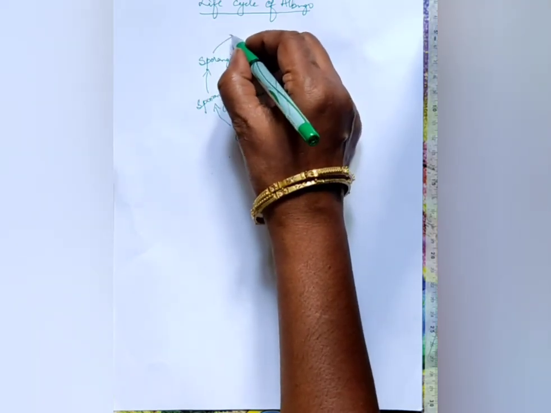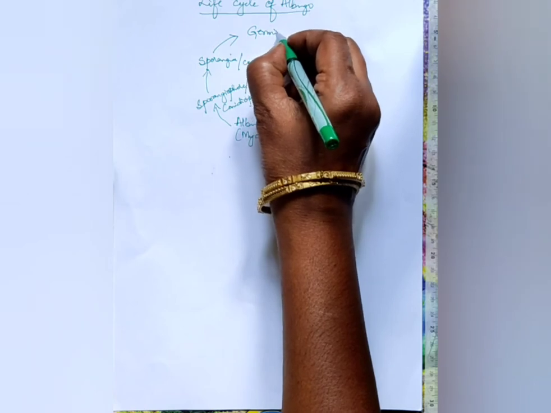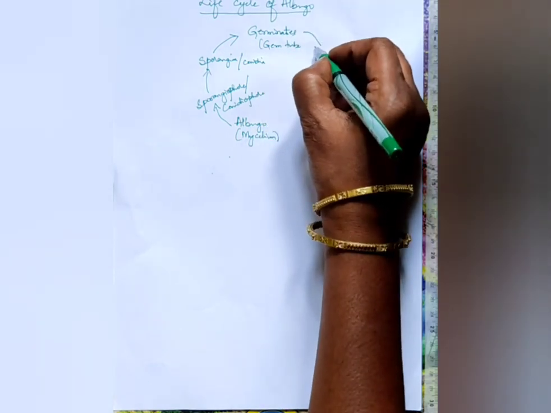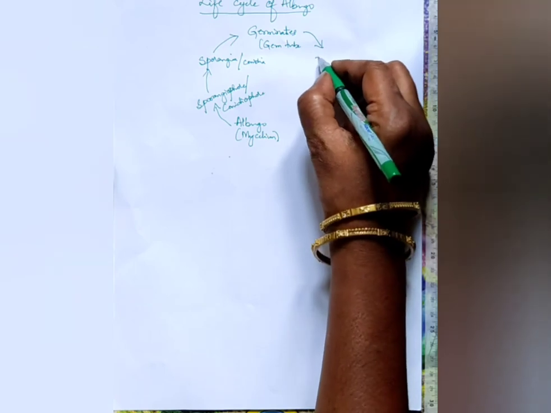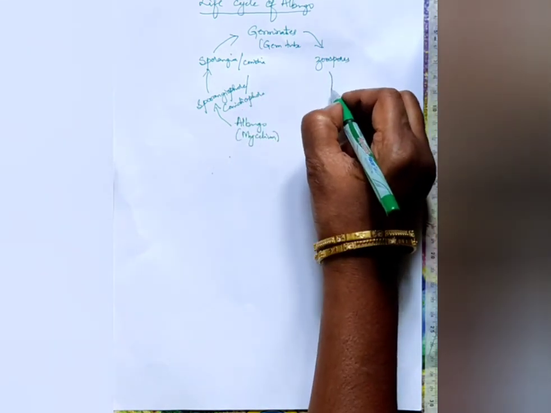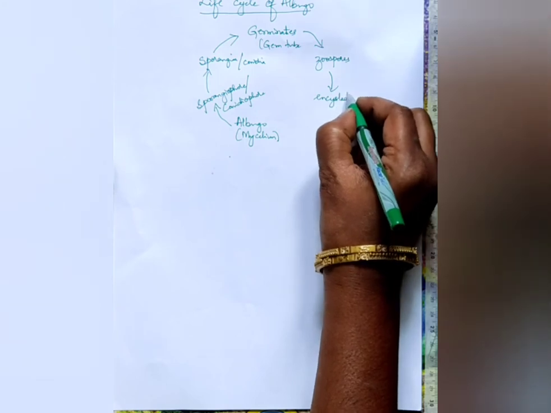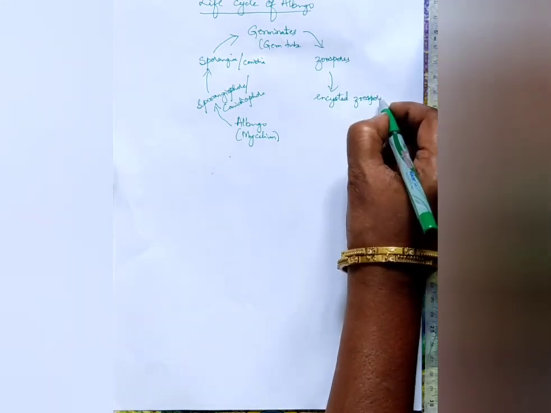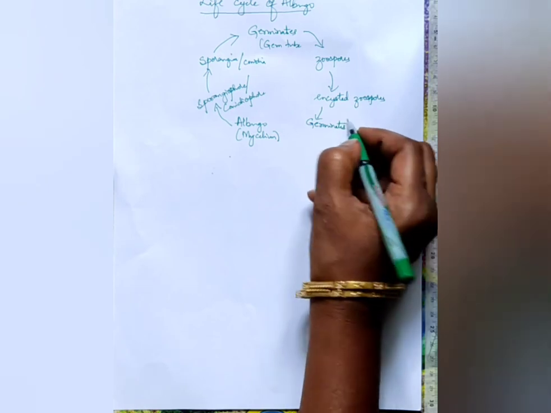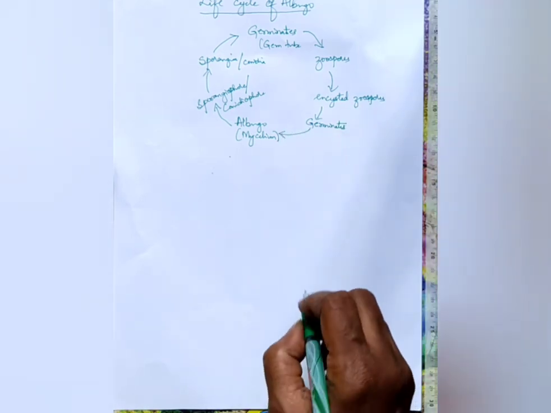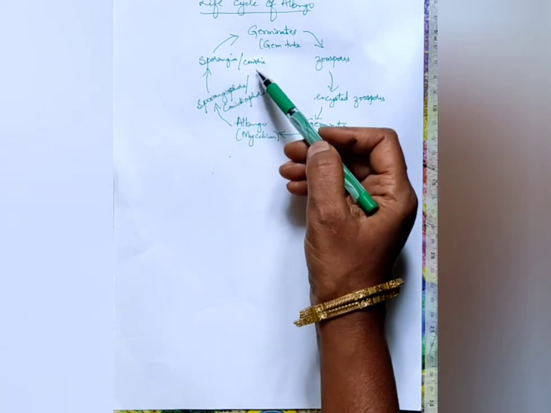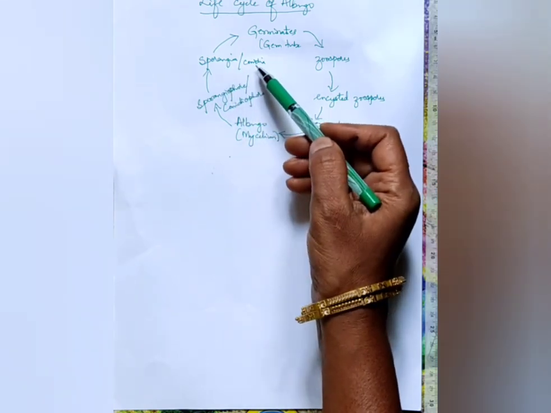So this germinates by producing a germ tube, and if it is an indirect germination, it produces the zoospores. If it is a direct germination, it functions as conidia. The zoospores take a rest and are called encysted zoospores, and later they germinate and produce the mycelium. So the mycelium produces sporangiophore or conidiophore, which produces the sporangia or conidia. The sporangia or conidia germinate.